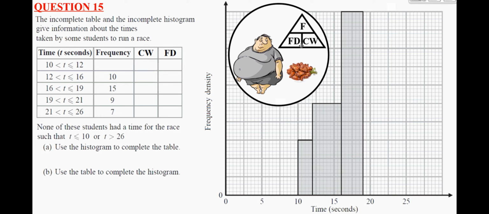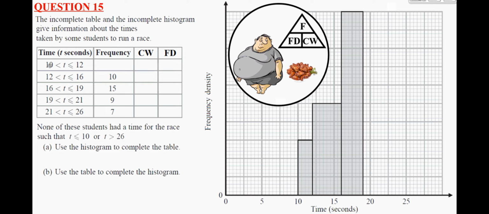As long as you can remember frequency density is frequency over class width, that is fine. But feel free to use that very silly way of remembering if it does help you. So what we can do now is actually use this relation to fill in the table. We don't know the frequency density scale yet. We don't know what this is going up in, but we do know the class widths.